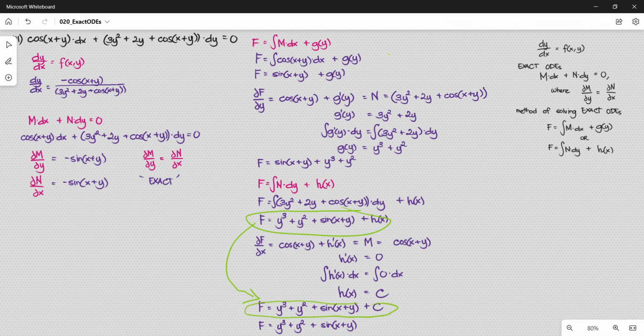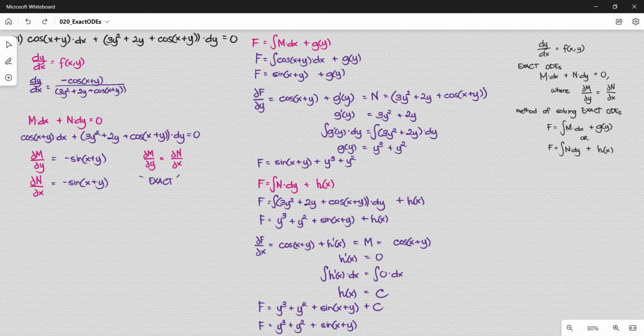So, pinalitan ko na yung h of x ng c base dito. Ngayon, di ba ang f by definition ng exact differential equations ay isang constant. Tapos may constant ka dito. So, pwedeng ipagsama ko na lang sila under one symbol. Pag-merge ko, since ang constant plus constant ay constant, or ang constant minus constant ay constant, pwede kong ipagsama sa under one symbol ng constant.